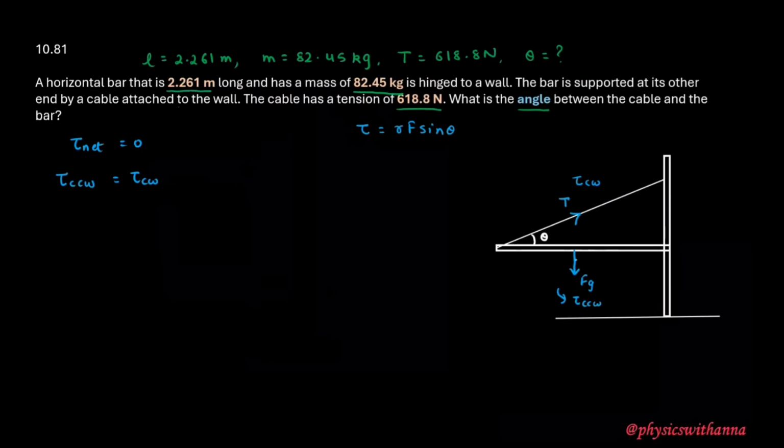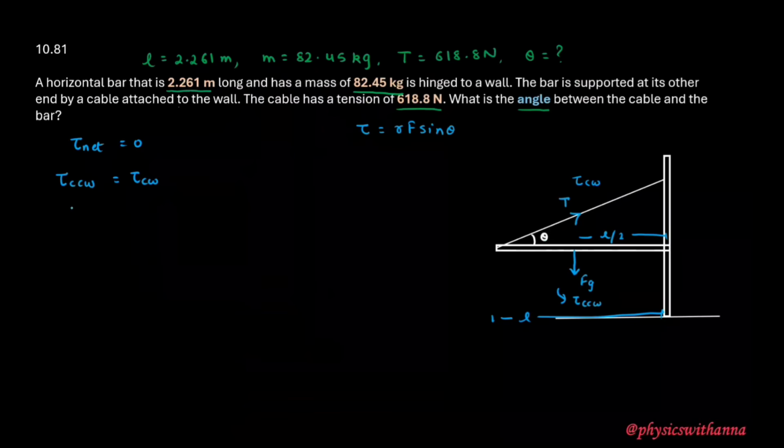The distance r for Fg will be L by 2 as it is acting at the center of the bar, and the distance from the center to the axis of rotation will be L by 2, whereas distance r for tension T will be the length L of the bar as the cable is supporting from the other end of the rod. So distance of tension from axis of rotation will be the entire length of the bar. Now we substitute that here.